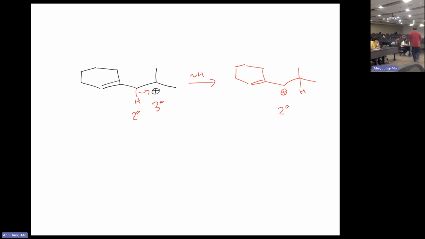But in this case, they will rearrange happily. They become a secondary carbocation from the tertiary carbocation, which is contradicting what I told you earlier. But there's a reason why this happens here. Why does this happen here? Because this is a secondary carbocation, but not an ordinary secondary carbocation. This is a resonance stabilized secondary carbocation. Right?